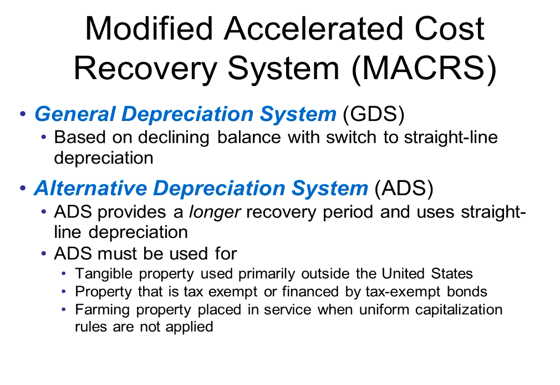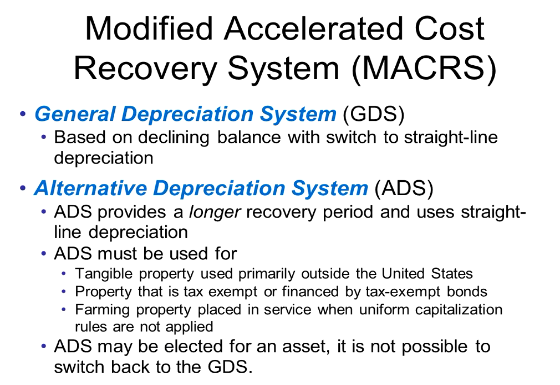ADS must be used for tangible property used primarily outside the United States, property that is tax exempt or financed by tax exempt bonds, and farm property and property placed in service when uniform capitalization rules are not applied. ADS must be elected for an asset, and it's not possible to switch back to the general depreciation system, or GDS.